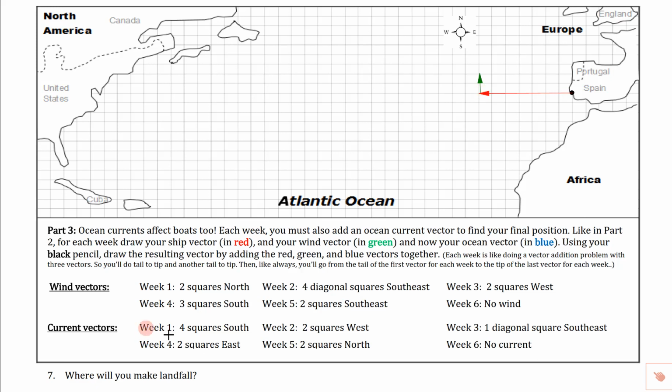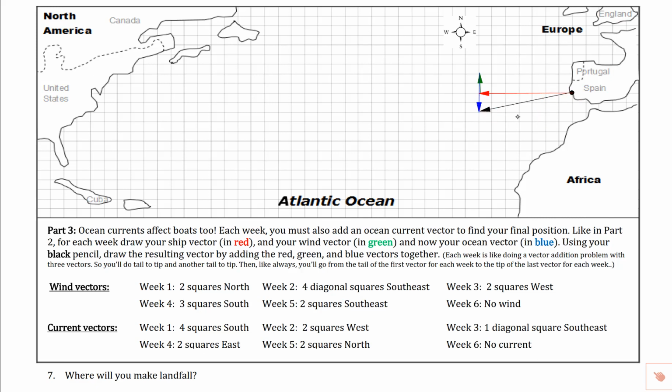So there's the ship and there's the wind. Notice that we did the tail of the wind vector to the tip of the ship vector. And then let's bring in the current vector. The current vector actually pushes it 4 squares directly to the south. So the current vector would look like this. Now notice how I offset those just a little bit. Now what we have here is 3 vectors that are added together using the tail to tip method. So we'd go from the tail of the first one to the tip of the very last one, just like we normally do, and we end up with this right here.